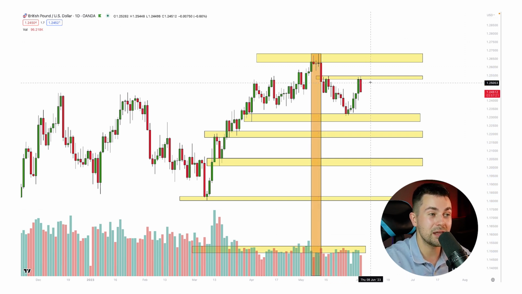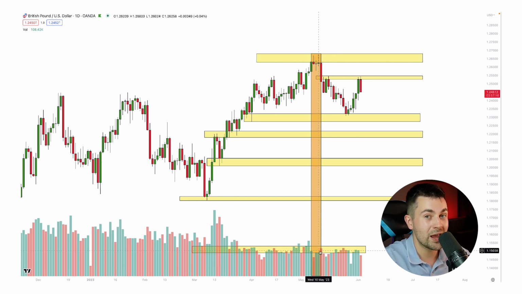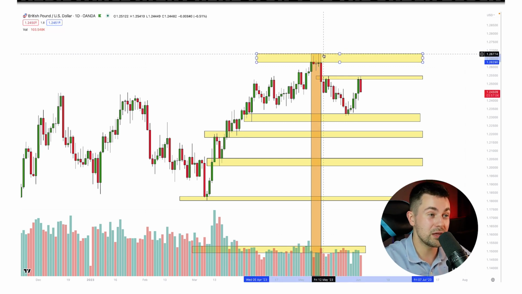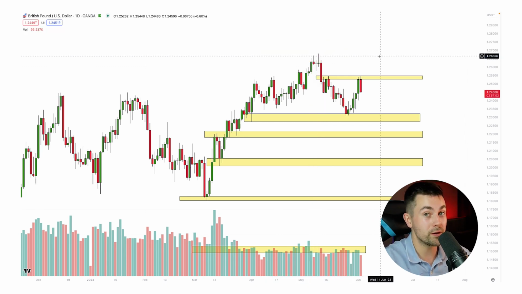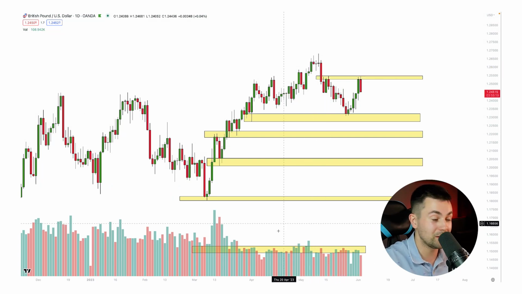And you can see that even though a strong bearish movement initiated, volumes were very low, and the volumes were below the average. That signifies that the resistance right here won't be the order block, so we take that away from our chart. Now the next resistance, here it goes, and let's again analyze the volumes.